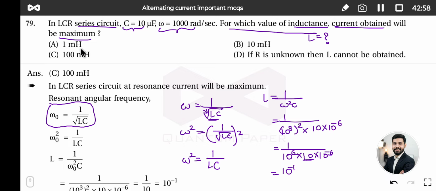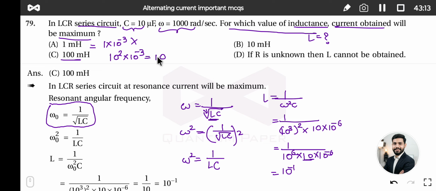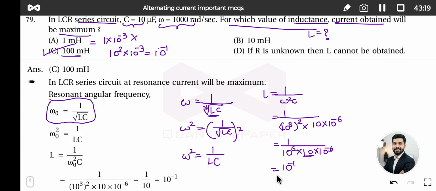First is 1 millihenry. 1 milli means 1 into 10 raised to minus 3. But we are getting 10 raised to minus 1. So first is wrong. C option, 100 millihenry. So 100 means 10 raised to 2. Milli means 10 raised to minus 3. So if we solve the power, we'll get 10 raised to 2 minus 3, which is minus 1. So this is the correct answer, because we are also getting 10 raised to minus 1. Look at the next one.